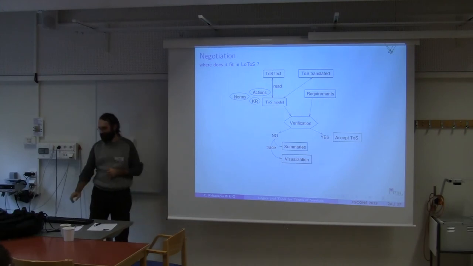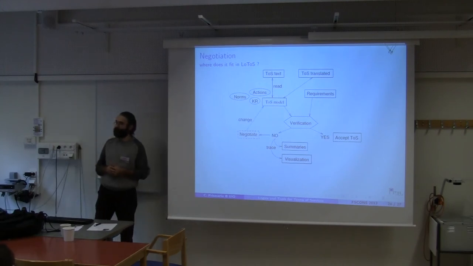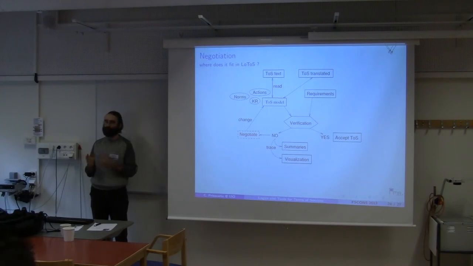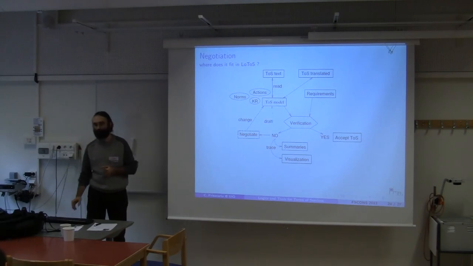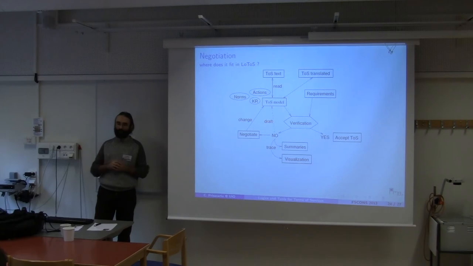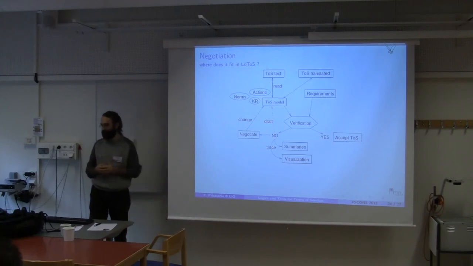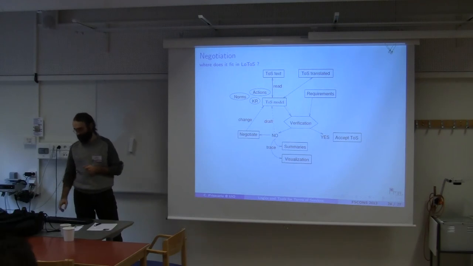So again, to our picture, negotiation will come in place when you have a no answer from the verification, so you can change the model again. Well, when you have drafting, I said drafting at some point, drafting also comes with verification. So the person that tries to make a new term of service always verifies against some properties that he wants the terms of service to satisfy. And then whenever there is a no answer, he goes into this changing of the model again. So somehow negotiation is related to drafting.